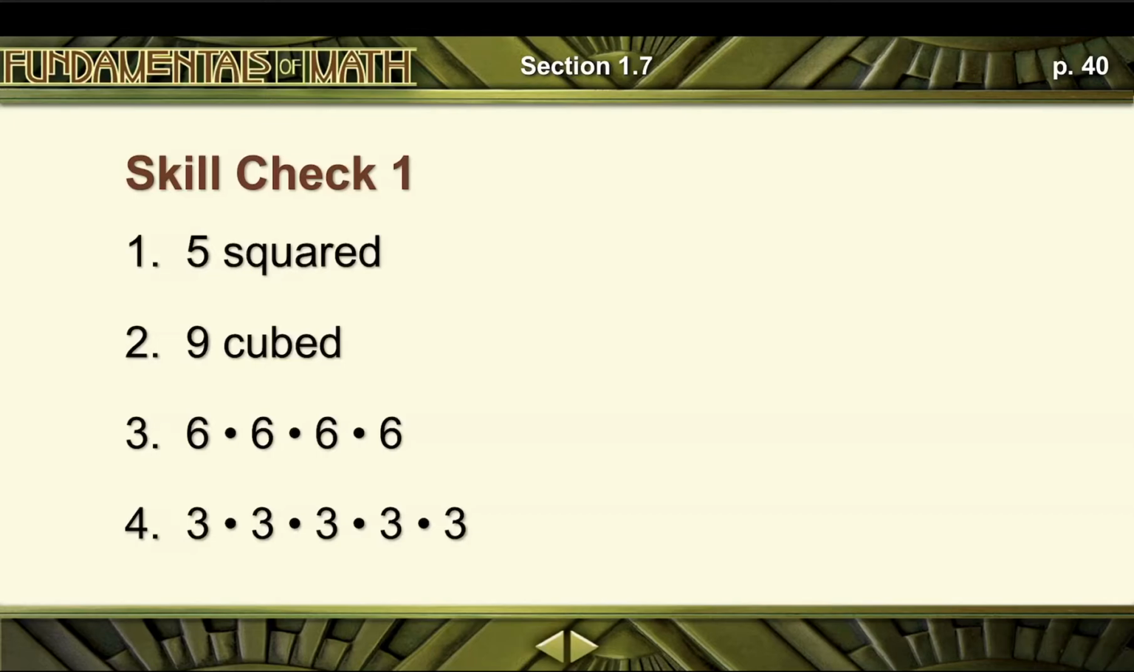All right. 5 squared. Well, that's one of those special instances. 5 squared means you have 5 with an exponent of 2. Number 2, 9 cubed means you want 9 with an exponent of 3. Remember that cubed means 3. And then we have 6 as our base here. And we have that 1, 2, 3, 4 times, so 6 to the power of 4. And lastly, we have 3 as the base, and it looks like that's going to be 5 in the exponent, so 3 to the 5th. So hopefully you had that for your skill check.